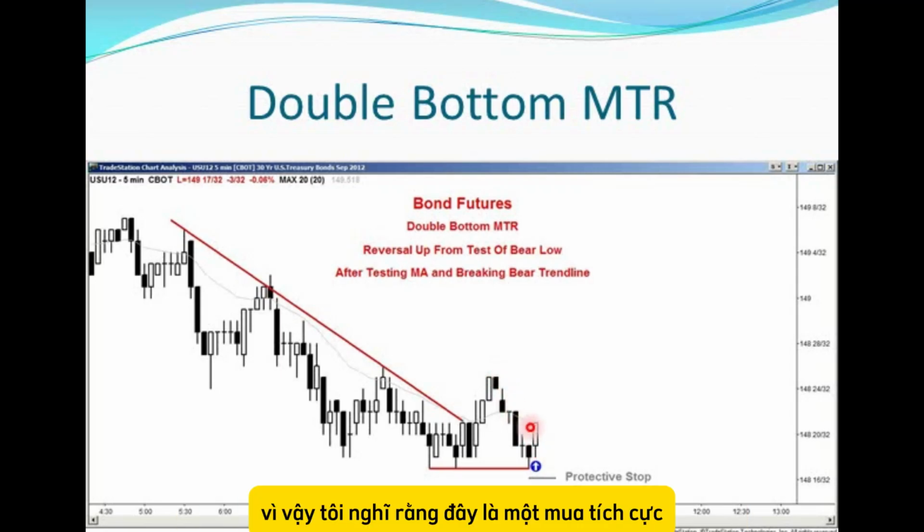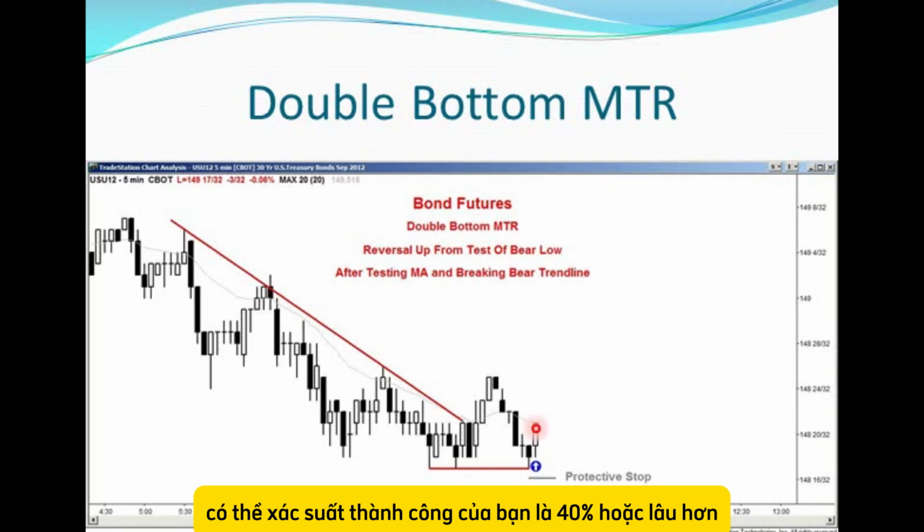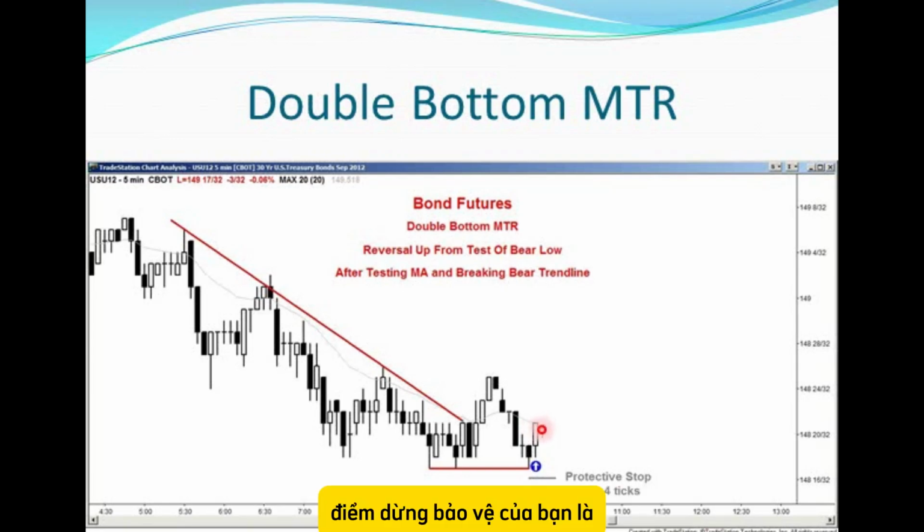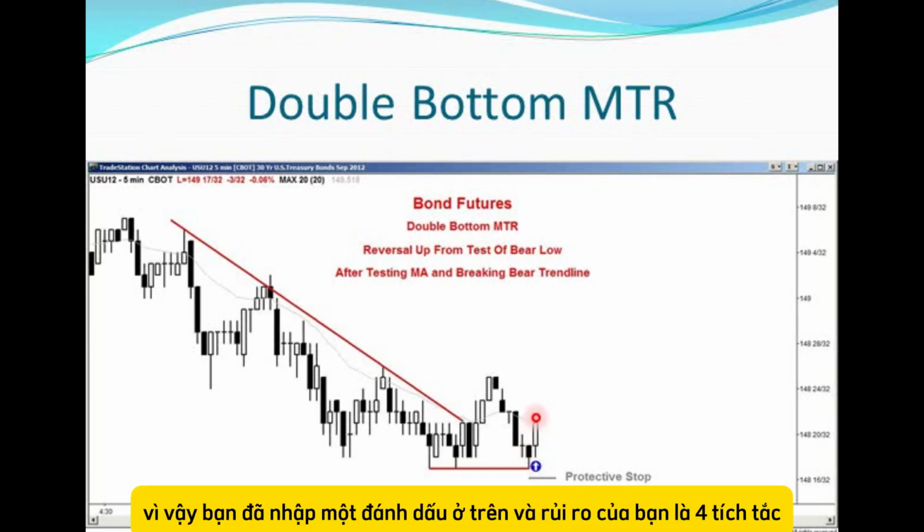So I think this is an aggressive buy because the signal bar is a bear body and the sell-off was such a strong bear spike. It's a bear microchannel. But I think you can buy this. Maybe your probability of success is 40% or so. Your protective stop is 1 tick below the low of the bar. The bar is 2 ticks tall, so you entered 1 tick above, and your risk is 4 ticks.